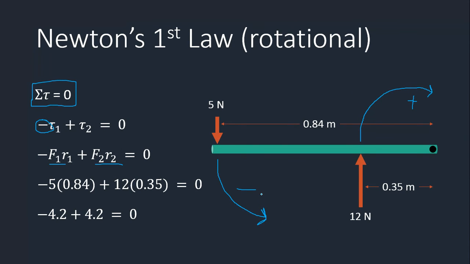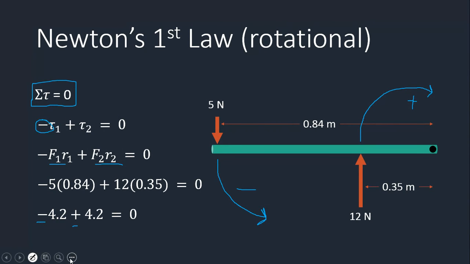In this diagram here, the 5 Newton and the 12 Newton are trying to induce rotations in opposite directions. So they do need to have opposite signs. But if you look at the equation, it doesn't actually matter which one you make positive and which one you make negative, as long as you recognize that they are acting in opposite directions.